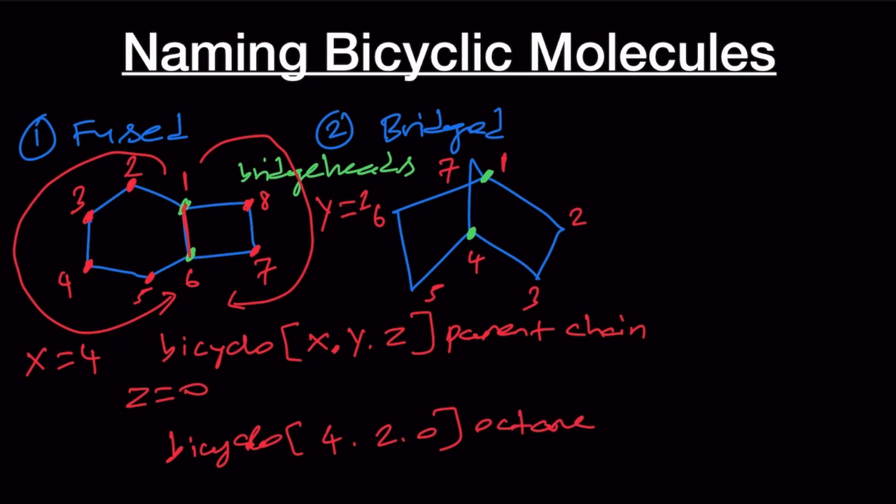Now let us do the naming for the bridged case as well. Therefore this is bicyclo and then X here is 2, these 2 carbon atoms, Y is also 2 and then Z is 1 here, we have 1 carbon atom here. So Z is 1 and in total we have 7 carbon atoms. Therefore bicyclo in square brackets 2.2.1 and then heptane in one line.